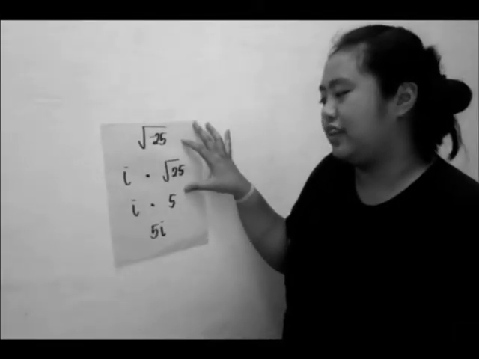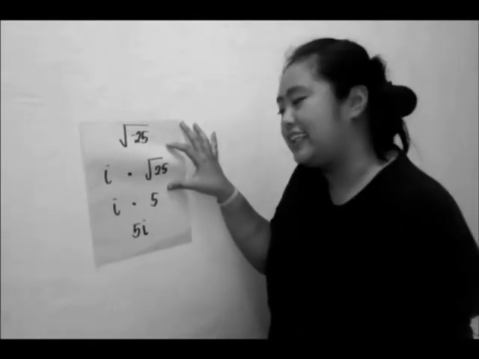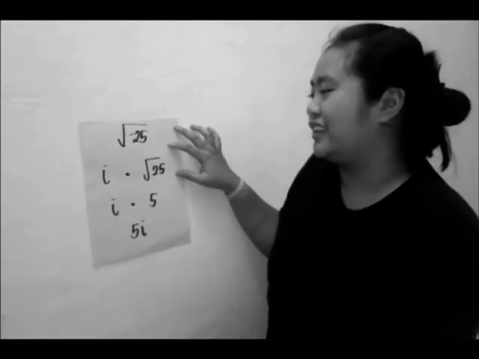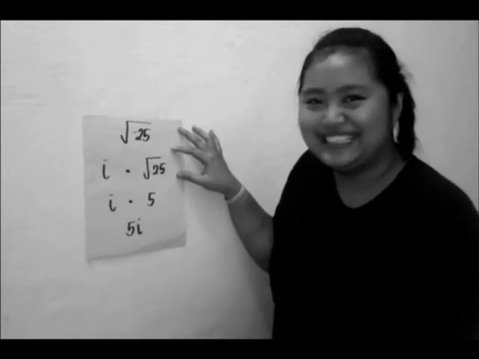Take the square root of -25. Think of the square root of -25 as the square root of -1 times the square root of 25. And remember that the square root of -1 is simplified as i. So i times the square root of 25, or i times 5, can be written as 5i. So the square root of -25 is simplified as 5i.